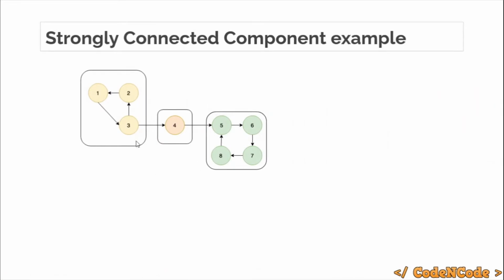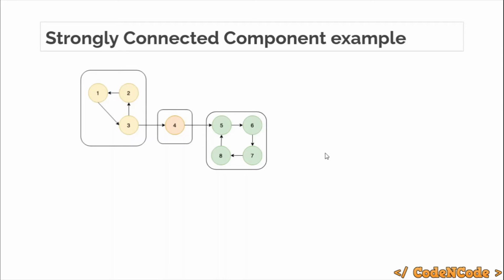So for this given graph 1 2 3 4 5 6 7 8, there are 8 vertices and we can see there are 3 strongly connected components. This 1 2 3 forms a single strongly connected component, 4 forms a single SCC. Similarly 5 6 7 8 form a single SCC, because if you choose any 2 nodes out of these 4 nodes like 5 and 8, there exists a path from 5 to 8 as well as 8 to 5. For example, from 5 to 8 there is this path, from 8 to 5 there is this path. So if you choose any 2 nodes in a single strongly connected component, there exists a path from A to B as well as B to A. So there are 3 strongly connected components.